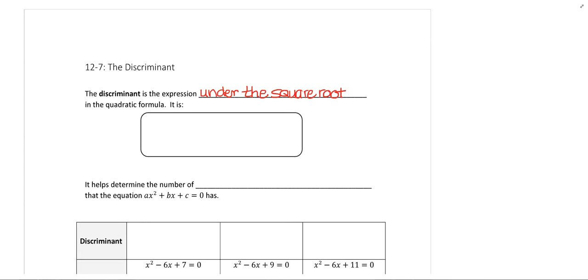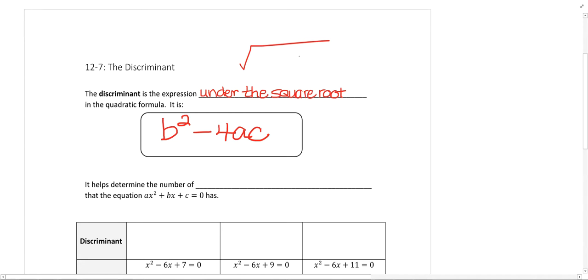The discriminant is the expression that's under the square root in the quadratic formula. Specifically, it is b squared minus 4ac. So it's the part of the quadratic formula underneath the square root, this thing.